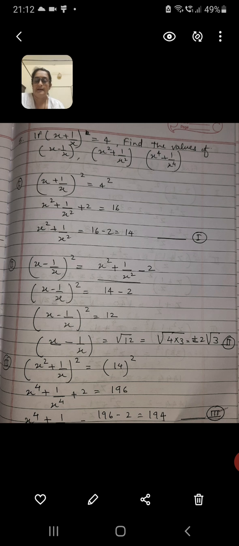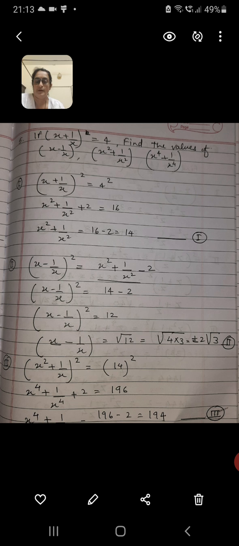So root of that: left hand side's root is x minus 1 upon x, and right hand side's root is root 12. So root 12 if you split, you will get 4 into 3. 4's square root is 2. That answer is 2 root 3. So it may be positive 2 root 3 or negative 2 root 3. And then the third value which is asked, that is x raised to 4 plus 1 upon x raised to 4.